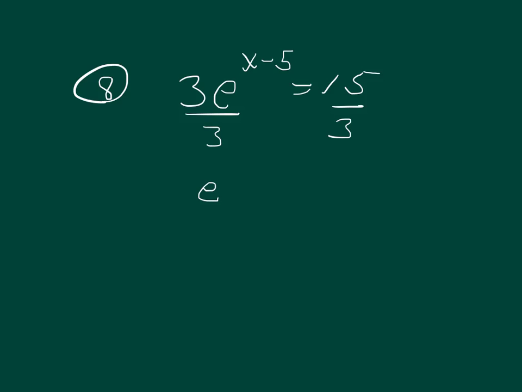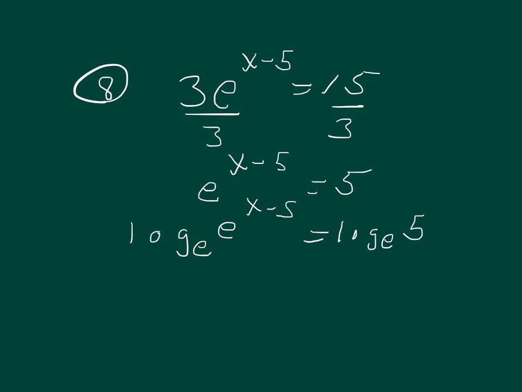That leaves me with e raised to the x minus 5 equals 5. Now ask yourself the one big question. Do you see a log? If you don't see a log, you're going to put it in there. So we're going to take the log base e of both sides. Now, instead of writing it as log base e, remember we could have written it as the ln of e raised to the x minus 5 equals the ln of 5. Either way, actually I would prefer you to use the ln.